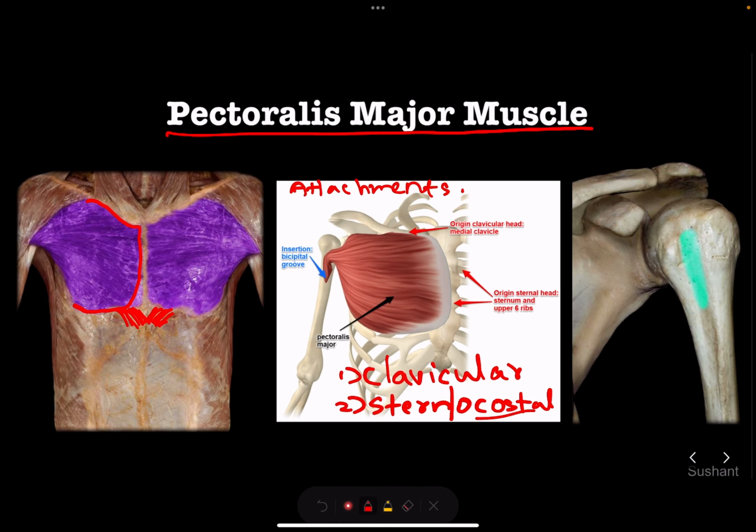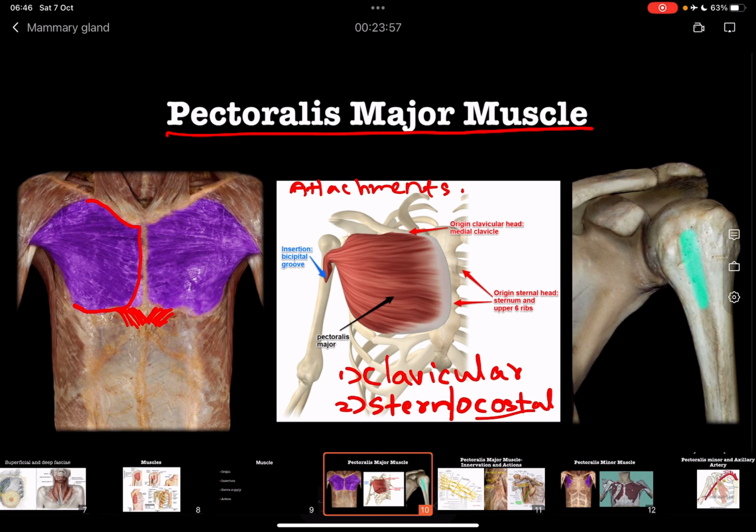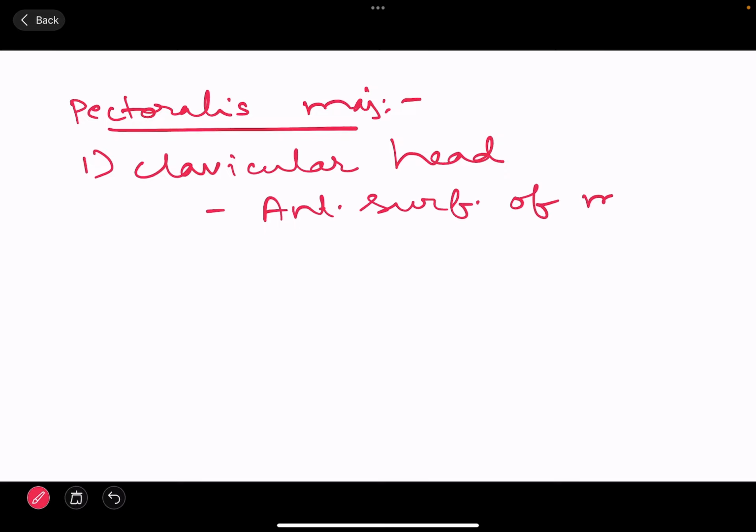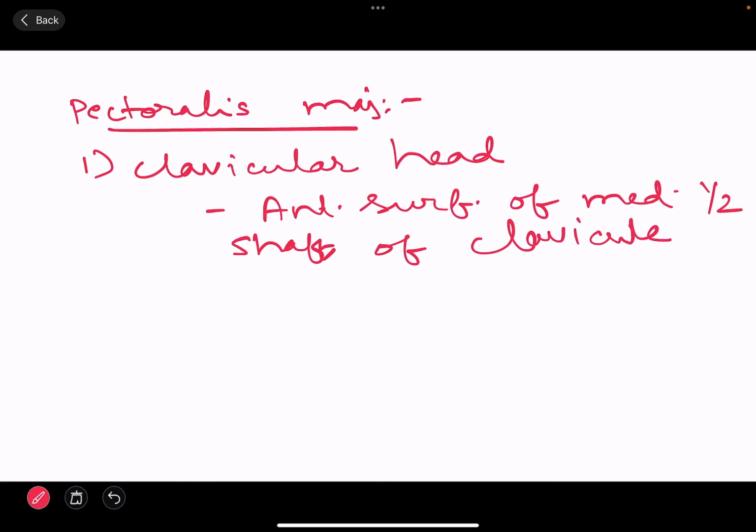Now let us list the origins of the pectoralis major muscle. I hope this is understood. The pectoralis major muscle arises by two heads. One is the clavicular head. The clavicular head arises from the anterior surface of the medial half of the shaft of the clavicle. That's the clavicular head, right?